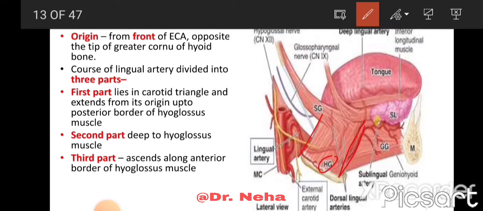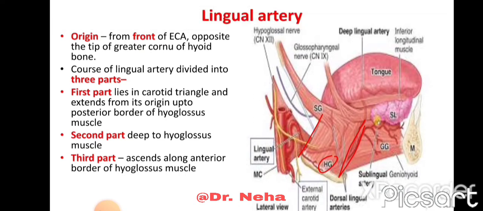The second part of the lingual artery lies deep to the hyoglossus muscle, and the third part extends from the anterior border of the hyoglossus muscle. So this is the lingual artery. The basic area of supply is the tongue.